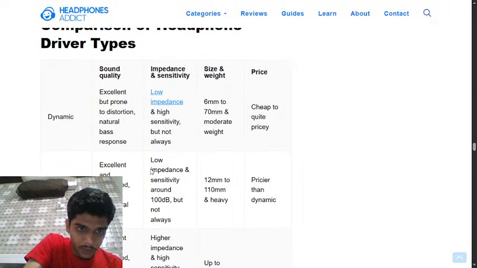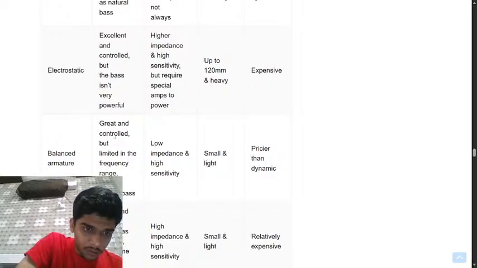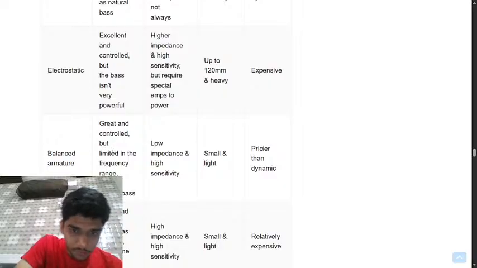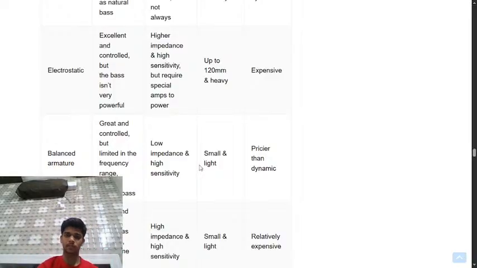Now this is the comparison. Sound quality: prone to distortion, natural bass. Sensitivity: high sensitivity. Balanced armature: low frequency, greater control but limited in frequency range, not as natural bass. Pricier than dynamics, small and light.